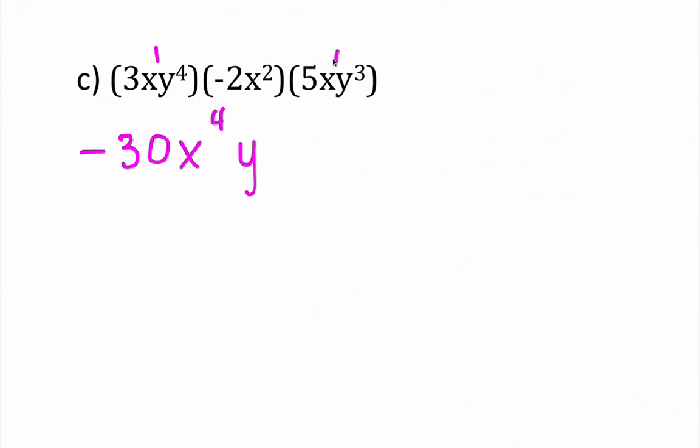So now I'm going to do my y's. Here I have y to the fourth. There are no y's here. Here I have y to the third. So I take my exponents and I add. 4 plus 3 is 7, so that's y to the seventh.